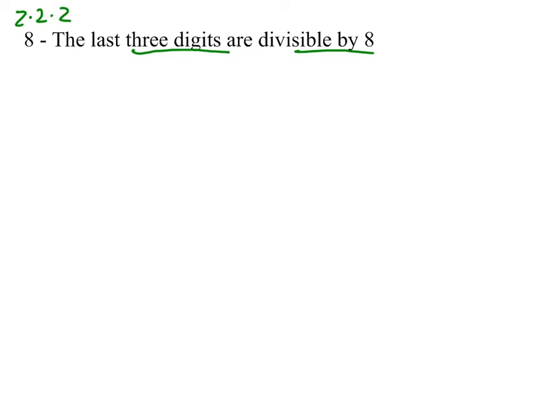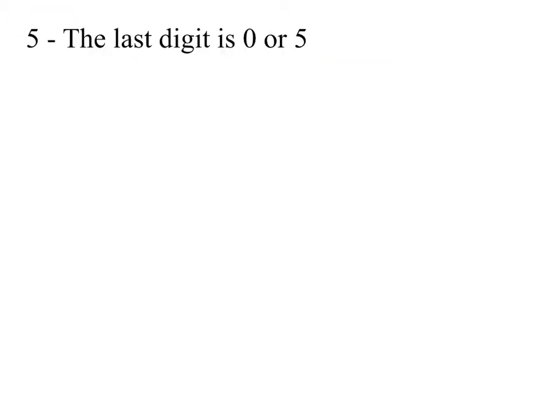Let me backtrack. Number 5. The last digit is a 0 or a 5. 5 is very, very nice to us. Whenever something's divisible by 5, it just has to end in either 0 or 5. That's it. Nothing else.